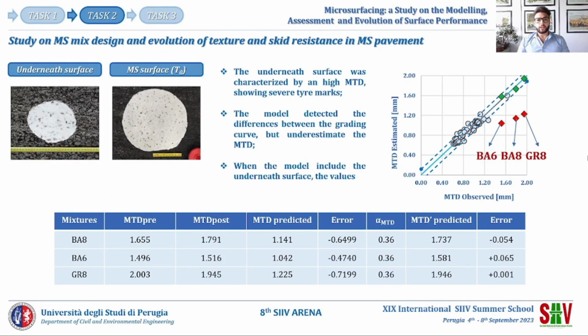In this slide, I'm going to show you how the model works with the experimental data. The underneath surface was characterized by a high MTD in comparison to the values found in literature. The model detected the difference between the grading curves, but underestimated the MTD. By introducing the MTD of the underneath surface, the regression coefficient is higher than the one found for the data I showed you previously, and the values settle in the high part of the model and inside the confidence interval.